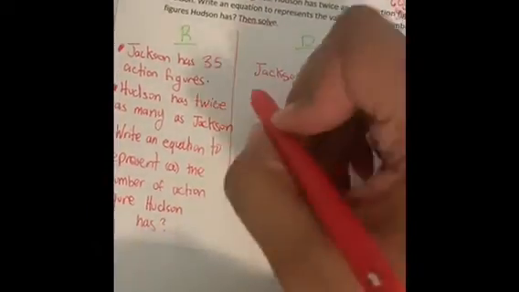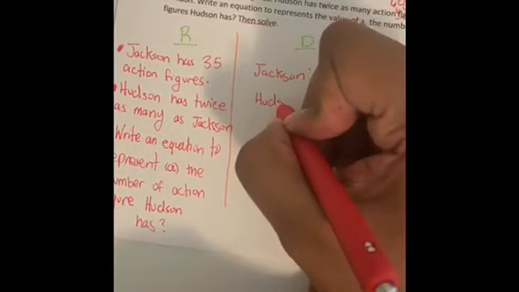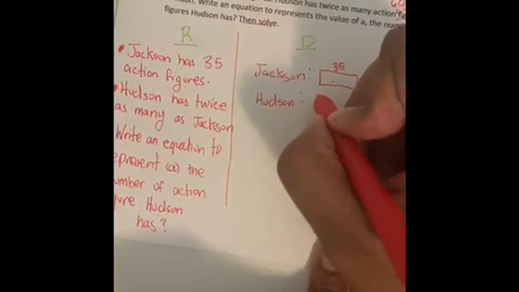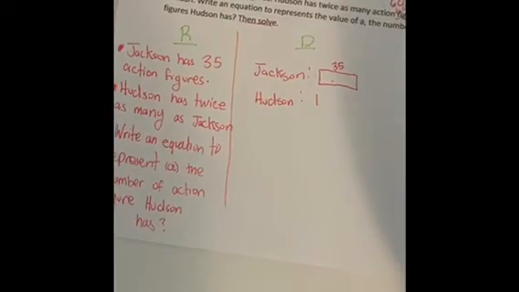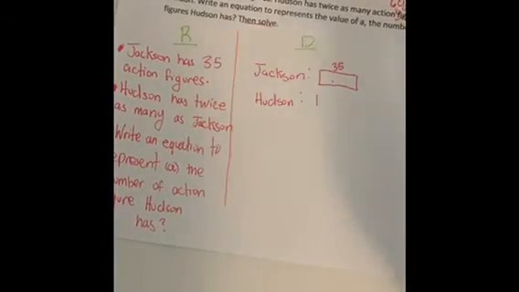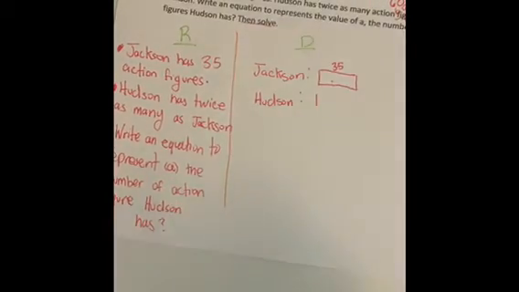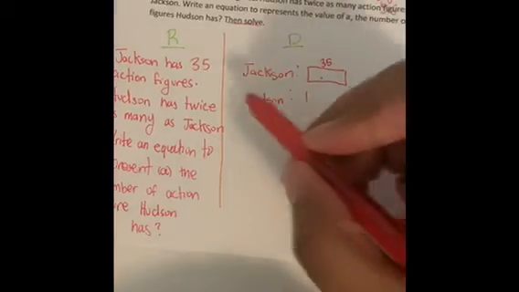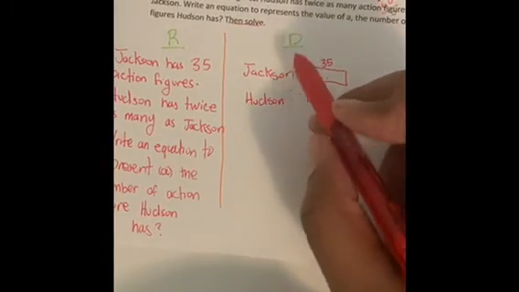Jackson has 35. Good. Hudson, we don't know how many action figures Hudson has. That's what we want to solve. But we do know he has twice as many. So who is going to have more action figures? Is it going to be Hudson or Jackson? Well, if Hudson has twice as many, Hudson has more. He's actually going to have 2 times as much. That's what the word twice means, he has 2 times as much as Jackson.